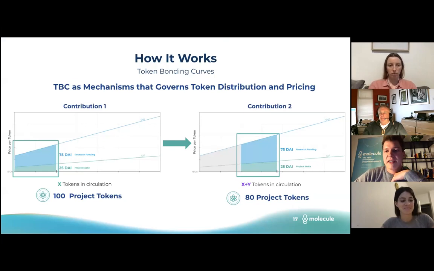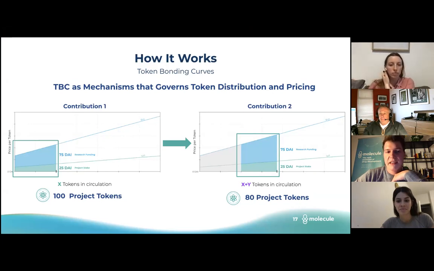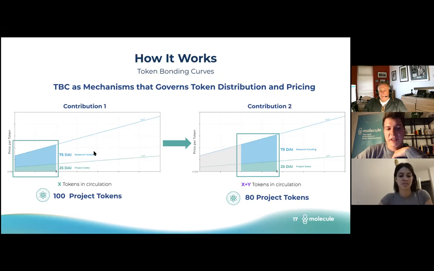So how the fundraising mechanism itself worked is essentially it used token bonding curves as a mechanism that governed token distribution and pricing. So you'd have a certain amount that would be staked. Let's say I invested 100 DAI, 75 DAI of that would go into the research funding and 25 DAI would become a project stake. And then the thinking was, as more people contributed to this bonding curve, eventually you would hit a point of break even if enough people contributed after you.